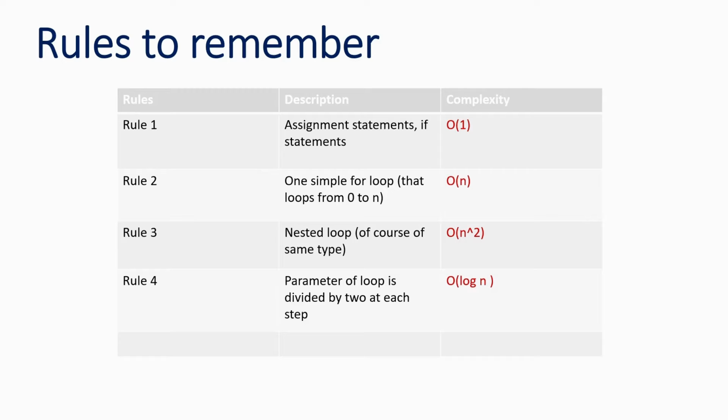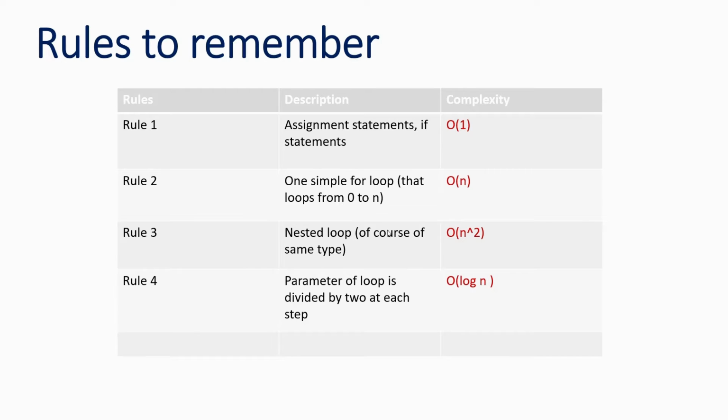So rule 1: whenever you see assignment statements like x equals 0, y equals 1, or any assignment statement, or if statements, like if x is greater than 2, if y is greater than 3, etc., then the time complexity of that particular line of code will be O(1).